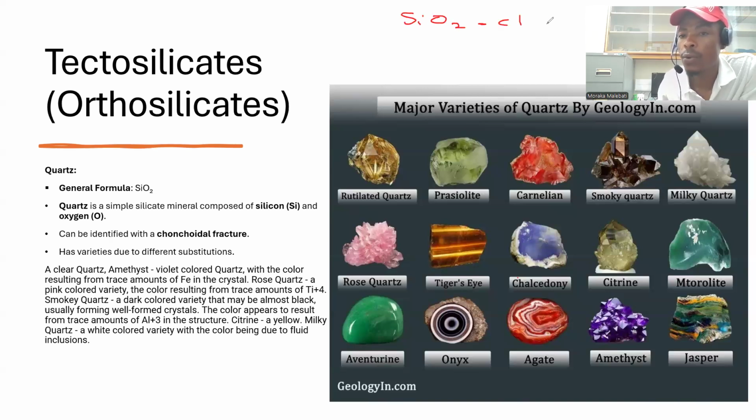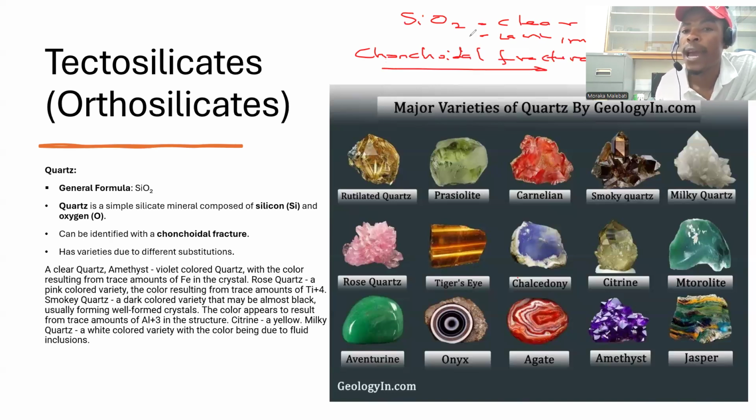We've got the one which is clear. Why is it clear? Because it lacks impurities, which is why it is clear. So a clear quartz does not have impurities. But immediately, remember, all the quartz can be identified by conchoidal fracture. That's basically how you know, okay, now I'm dealing with quartz.